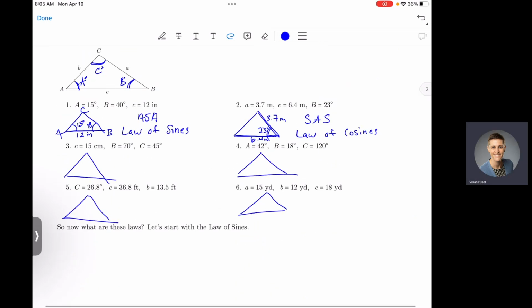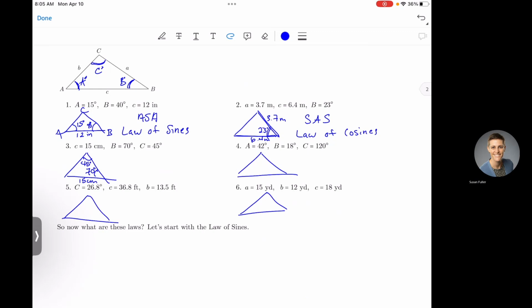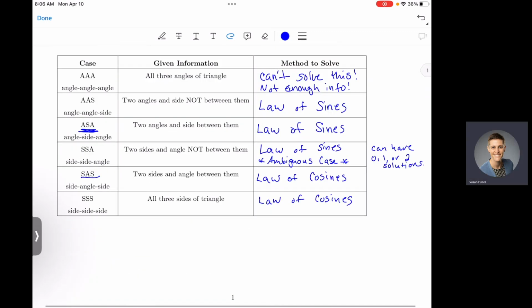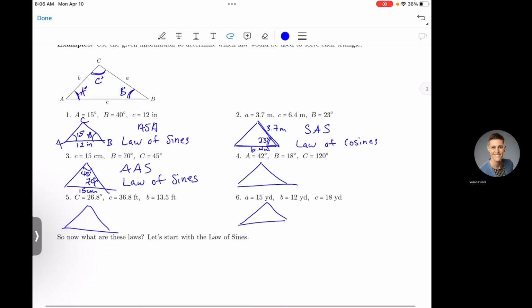All right, number three, side C is 15 centimeters. Angle B is 70 degrees. And angle C is 45 degrees. So we have two angles and a side that's not between them. So this is an angle, angle, side situation. And that again is the law of sines. Angle, angle, side, law of sines.